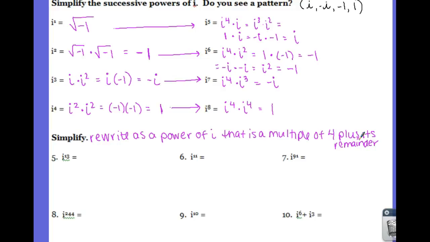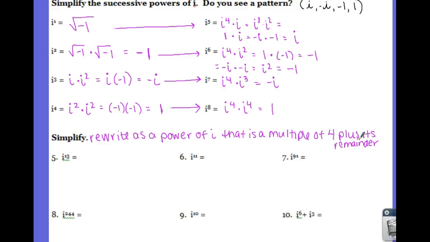So what do I mean by that? Well, what are some of the multiples of 4? 4, 8, 12, 16, 20, 24, 28, 32. Keep going. 36, 40, 44, 48. So there's this repetitive pattern of multiples of 4.